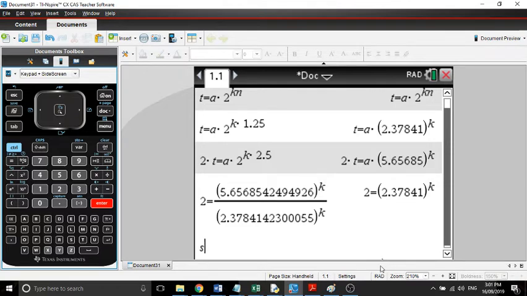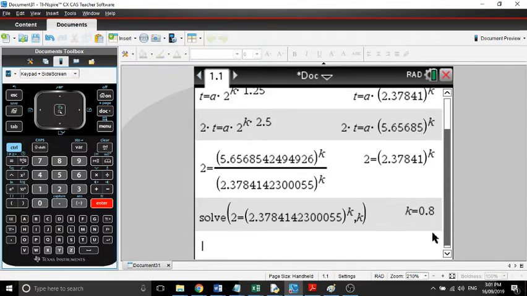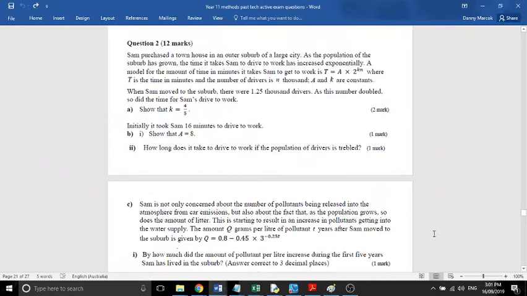So now from there, what we do is we solve. We're solving that for k. K is 0.8. So that's what we've got there. So that's the steps you take. Alright, so the next one.